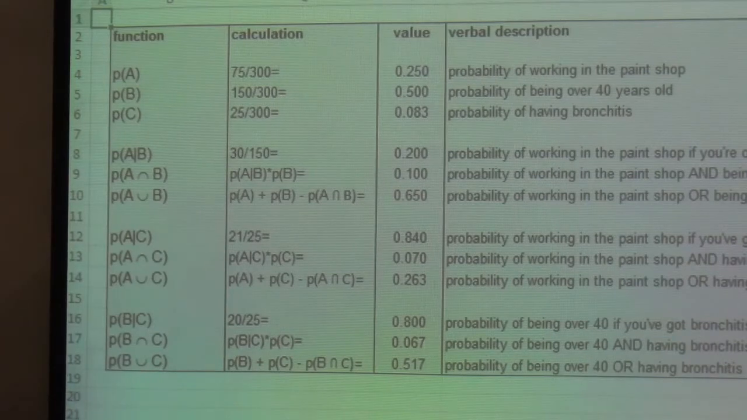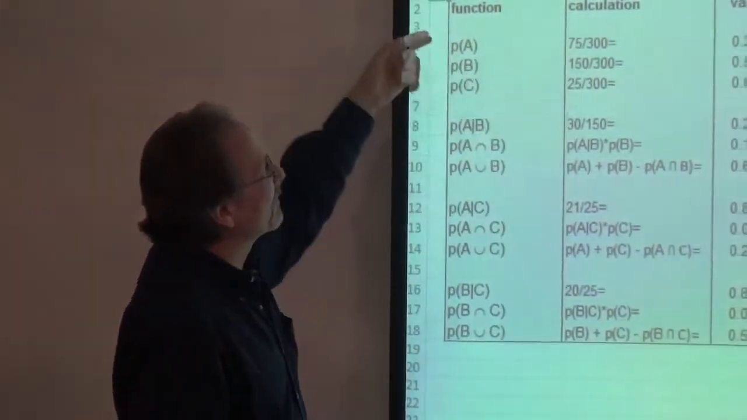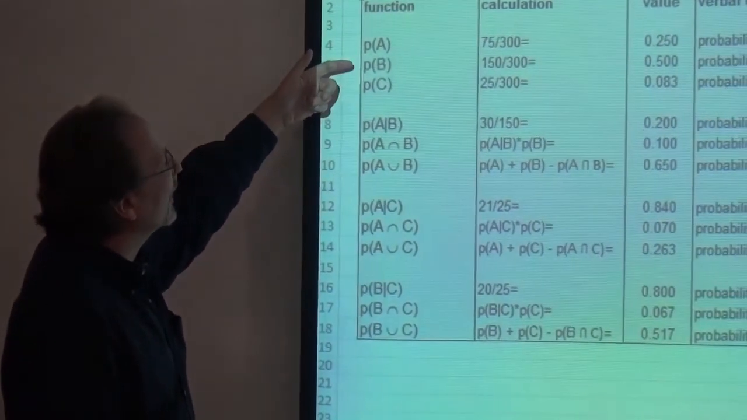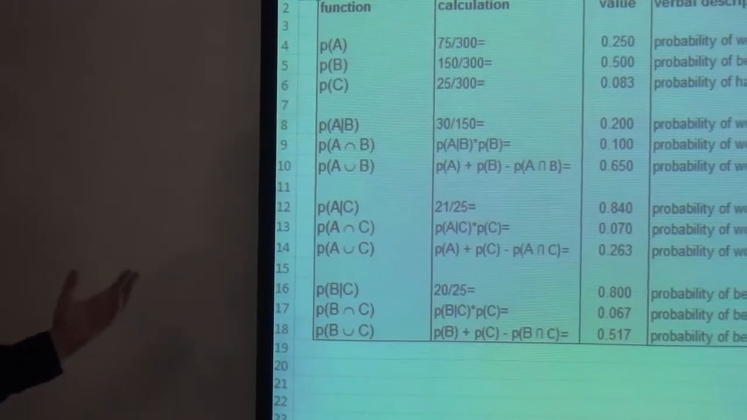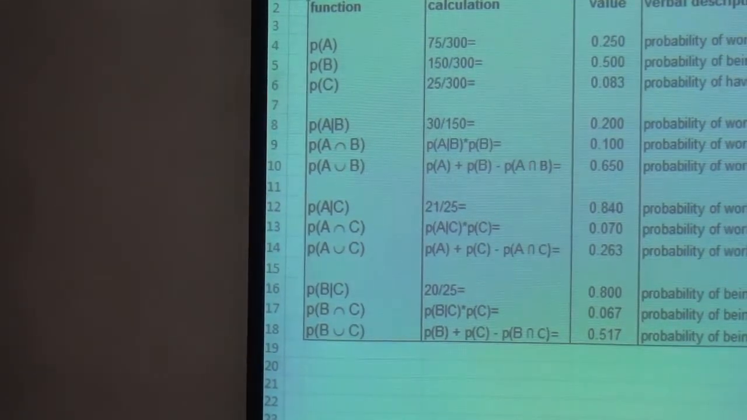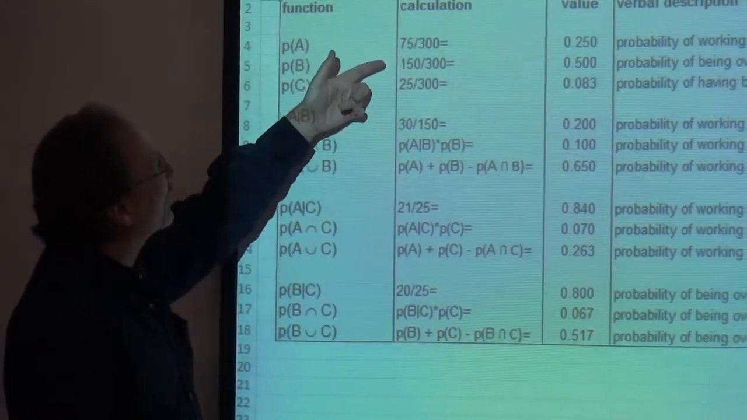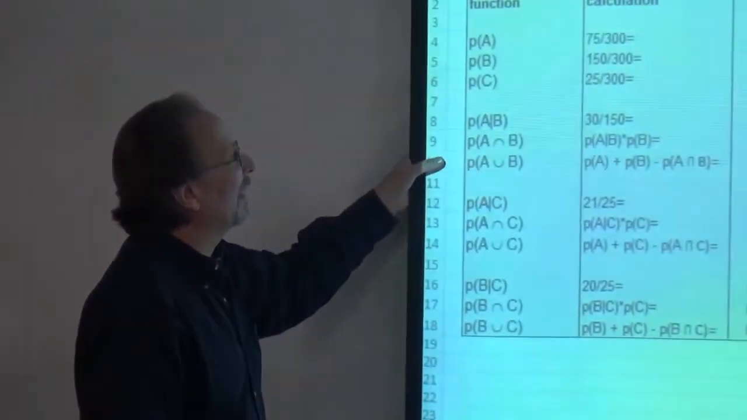And that's the probability of working in the paint shop and being over 40. So that's and, because the intersection means that you have to be a member of both sets. The union is or, because you could be a member of either set. So that's the probability of A, in other words, the probability of working in the paint shop, plus the probability of being over 40, but then you have to subtract off the intersection because you don't want to overcount it, right? So that's the probability of working in the paint shop or being over 40. And we get a fairly high probability with that because out of 300 people, there's 225 that are in the paint shop or are over 40. That accounts for 225 people, so we would expect a fairly high probability.